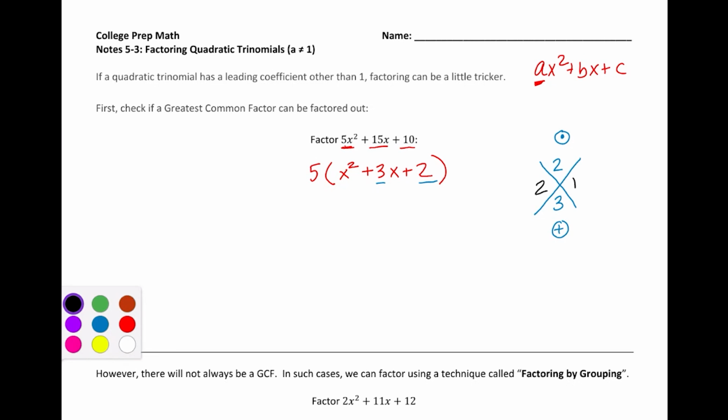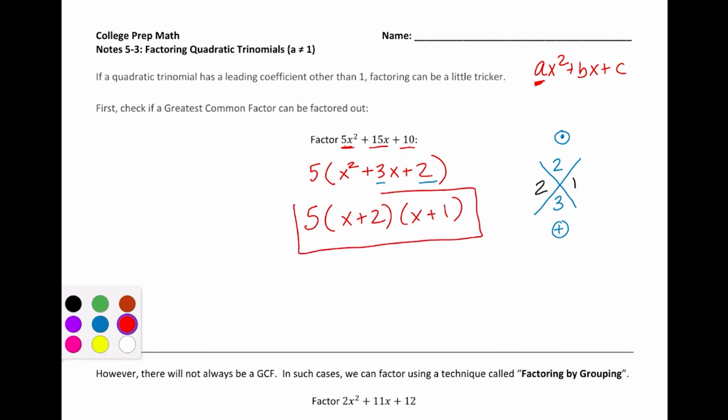And when you have one of these trinomials where the leading coefficient is 1, that's really all you need. Still have that 5 hanging out, but the two remaining factors would be x plus 2 and x plus 1. And this is what you hope to happen, having that GCF to help with the factoring process. But you won't always be so lucky.